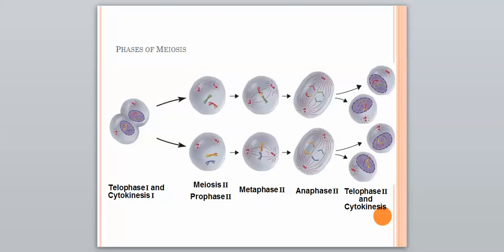This is what we're going to get by the end of meiosis 2. So this is where we ended last time with telophase 1 and cytokinesis 1, and now we're going to look at prophase 2, metaphase 2, anaphase 2, telophase 2, and cytokinesis. And as you can see, our result is going to be 4 cells instead of 2, like mitosis.